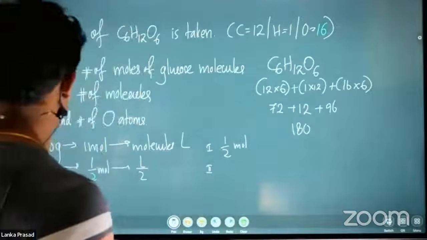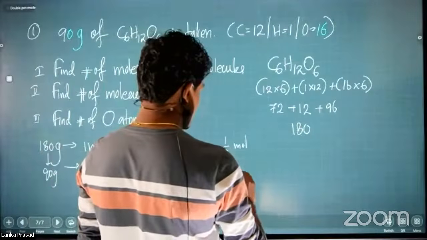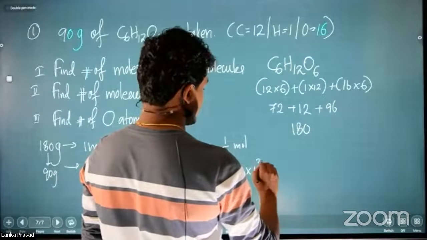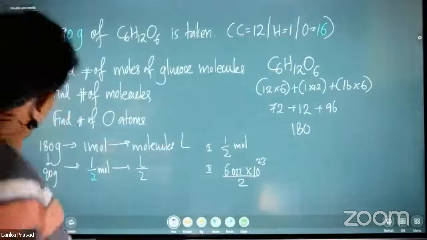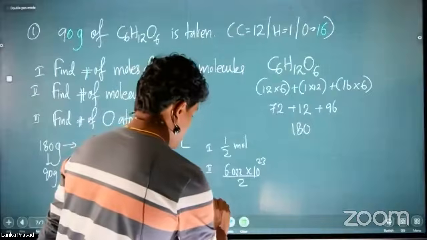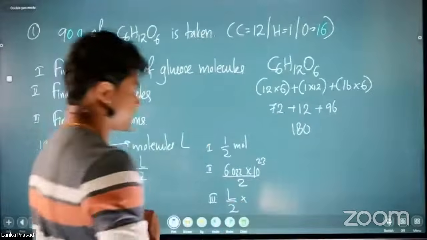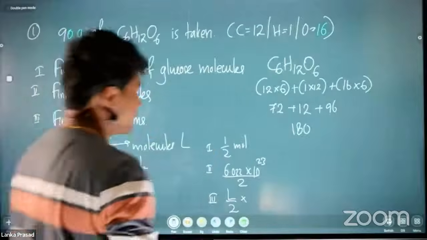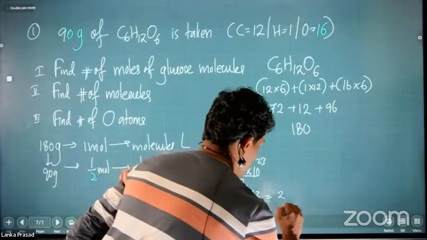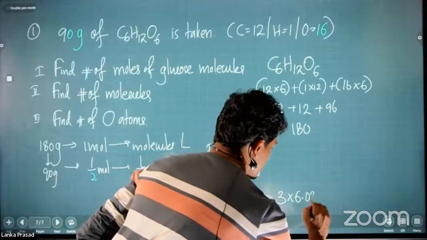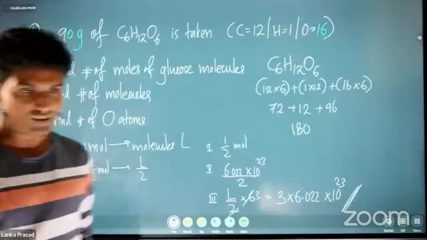Second, find the number of molecules. Molecules mean 6.022 times 10 to the power 23, divided by 2. For the atoms, L divided by 2, times 6 for the oxygen atoms. Then you got 3 times L, so that means 3 times 6.02 times 10 to the power 23. That's how.